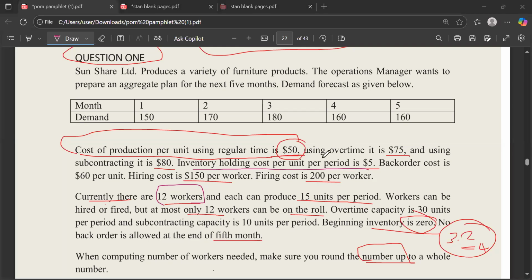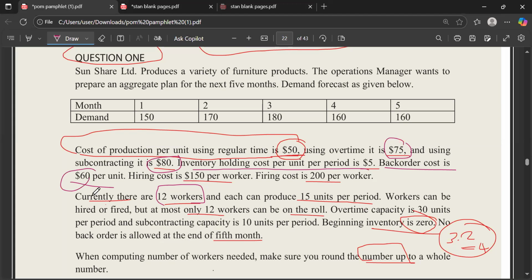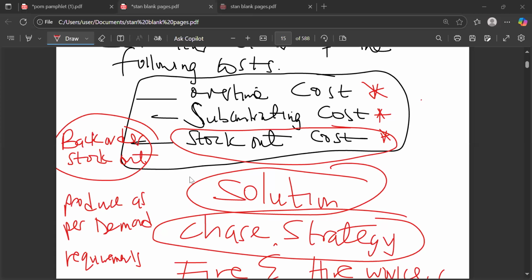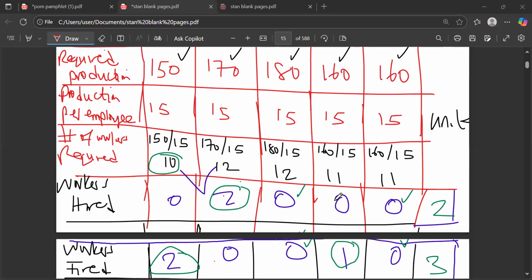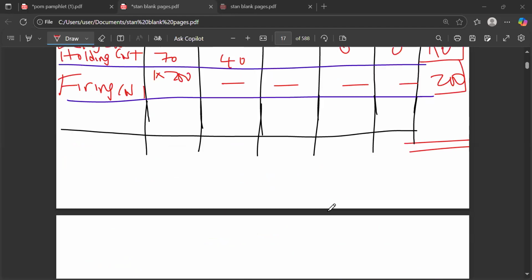So using overtime is $75. Using subcontracting is $80. Then backorder cost is how much? $60. So which one should I choose among the three? 75 or 80 or 60? The lowest. So meaning that these stockout units in these weeks should be for backorder.